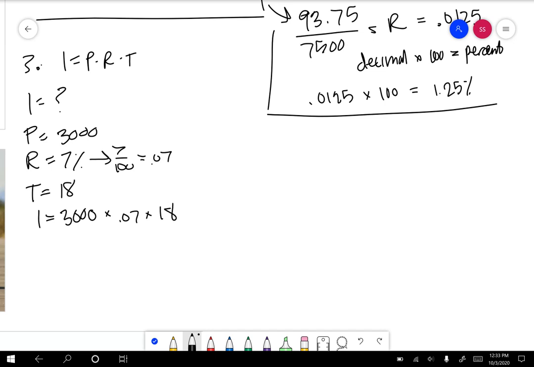So if we do 3,000 times 0.07 times 18, we would get the amount of interest earned of $3,780. Now, that's not the question, though. Remember, the question says find the total amount in the account after the 18 years. So what we would want to do here is take our principal amount, the initial amount invested into the account, and add the interest, and that would give us our total. So let's do 3,000 plus 3,780.